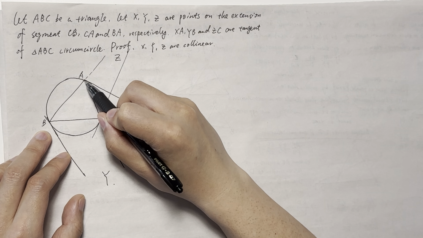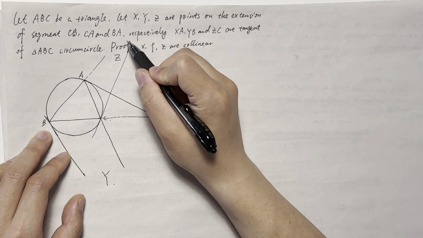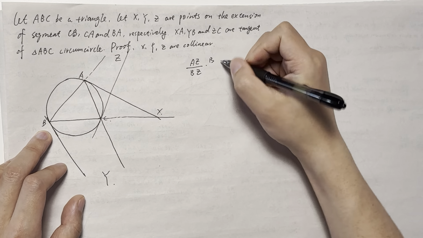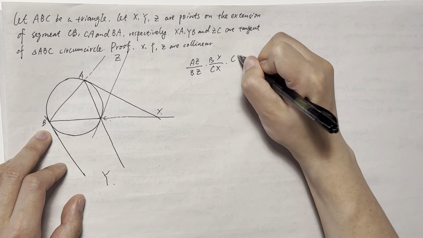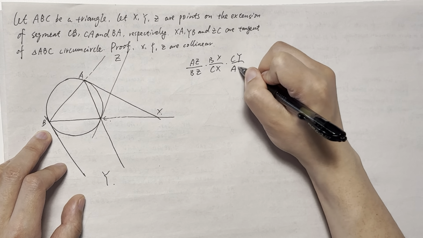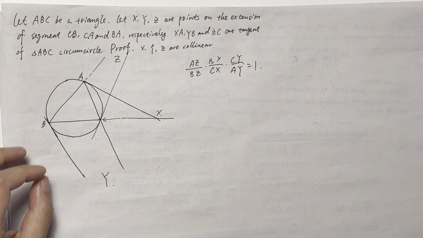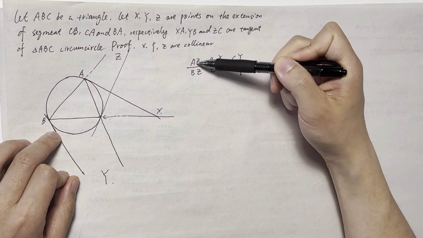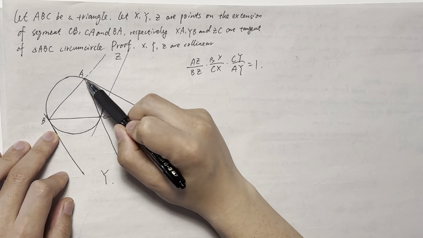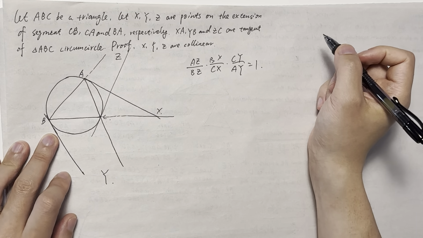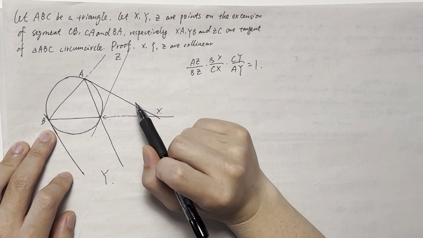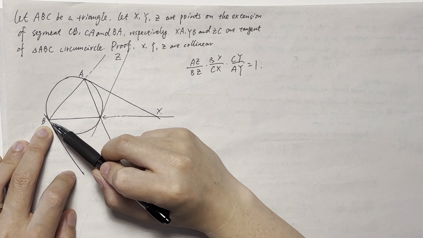So we start from a vertex of the triangle, A, and go to the next intersection point, that's Z. So we need to prove AZ divided by BZ times BX divided by CX times CY divided by AY equals 1. We want to prove this. Now we look at the ratio of AZ to BZ, where A and B are the points.